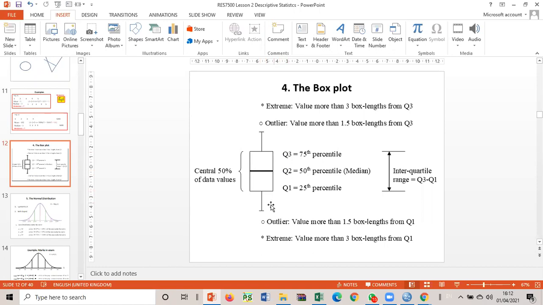Why is it called the first quartile? 25% of the cases are below this point. Third quartile, another 25% are above this. Inside the box, 50% of the cases are here, and the median is the center. So we look at these diagrams and see any asterisk signs or circles beyond the whiskers, whether above or below. If there are no asterisk signs, no circles, then we conclude there are no outliers or extreme values.